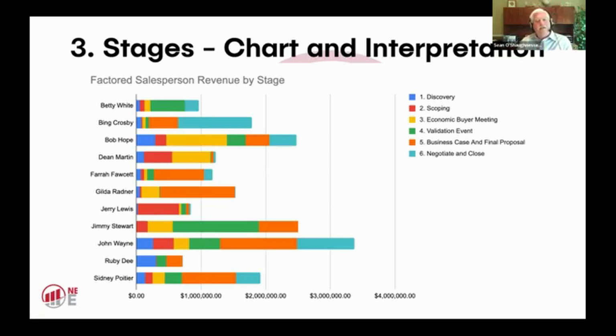Sydney, you can see he's got a little bit stuck now in number 5, the business case, that orange bar. Once again, more learning you can do. Do your reps need help? Do your reps need some assistance in getting some things done? The one that really bothers me in all this just pops out. Bing Crosby, and he's a great singer, but Bing Crosby, look at that big turquoise bar, number 6, negotiation and close. Is he having problems getting deals closed? Maybe he needs some help.